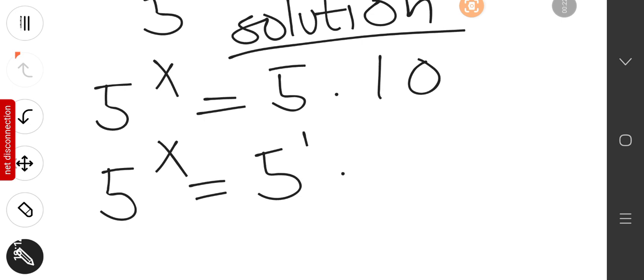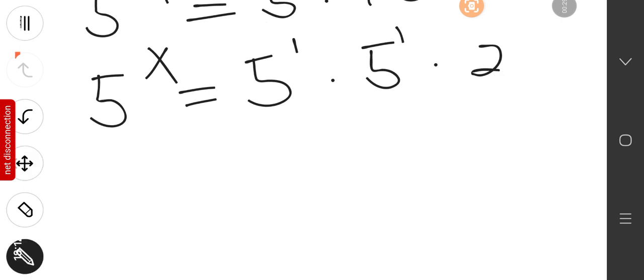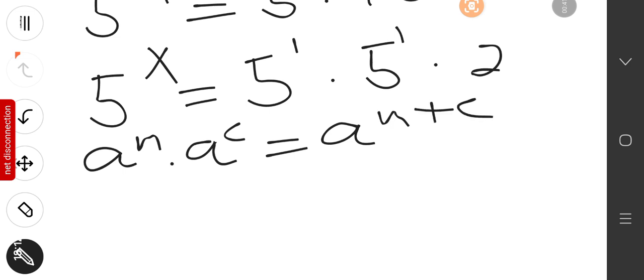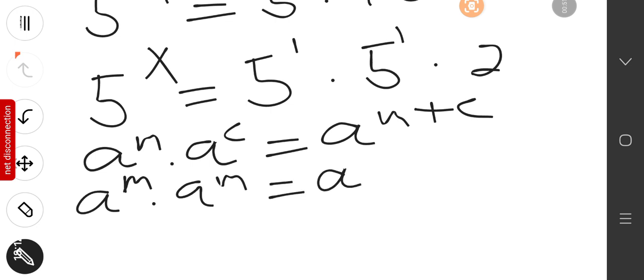Okay, now 10 can be written as 5 times 2. So this has an exponent of 1. All right, so you're going to apply the first law of indices here. If you have a exponent m multiplying a exponent c, this gives us a exponent m plus c. Now in a case where the exponents are the same, in this situation we are using m, so we are going to have a exponent m plus m, and that gives us a exponent 2m.